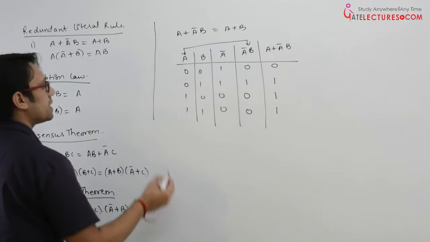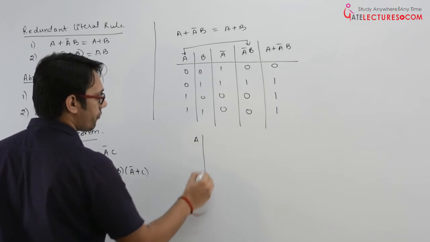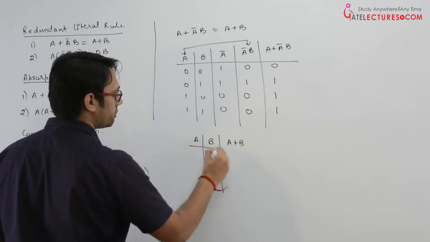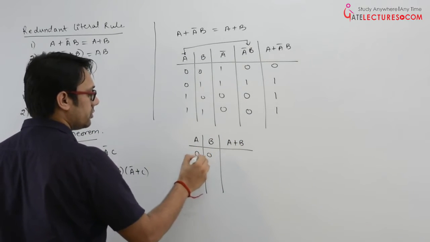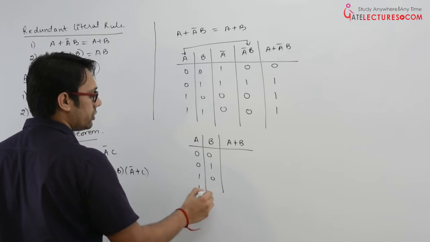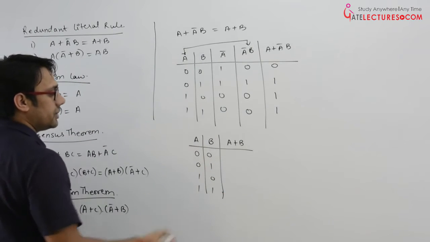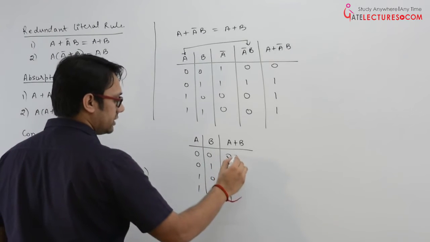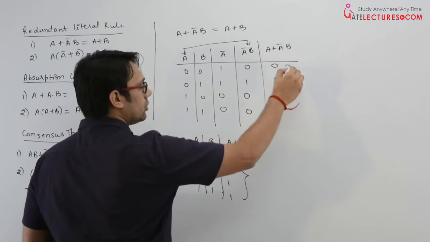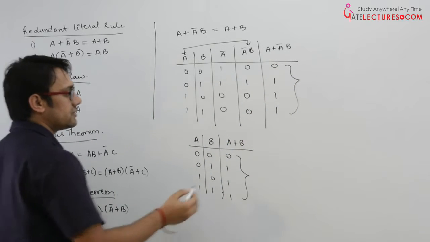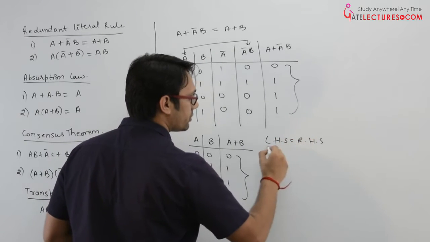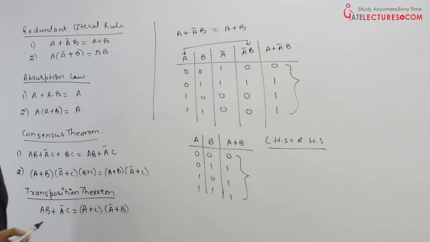Now if we make A plus B, so assume this is A, this is B, and this is A plus B, right? So their combinations can be 0, 0, 0, 1, 1, 0 and 1, 1. Then A or B is 0, 1, 1, 1, right? So as you can see, this and this both are same. So we can say left hand side is equal to right hand side, hence proven.